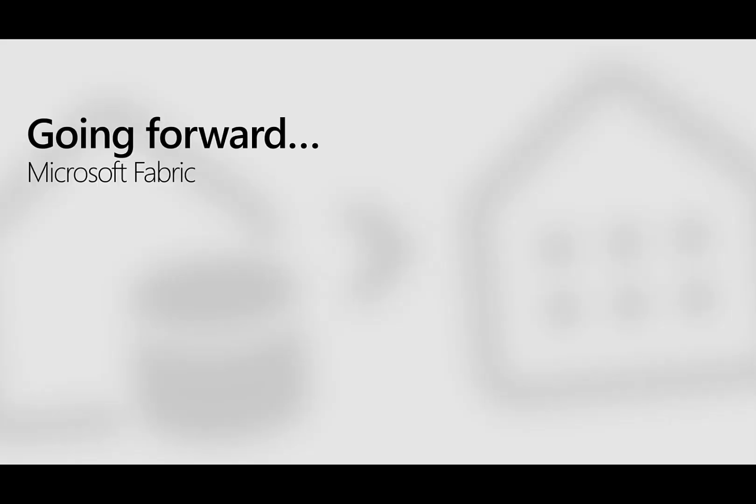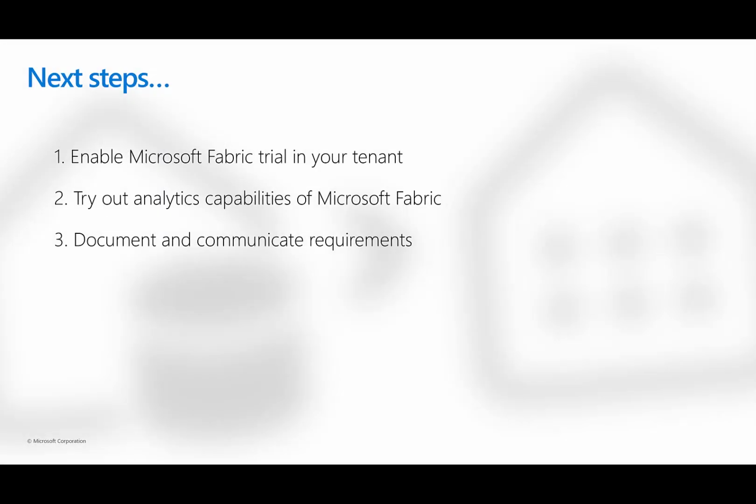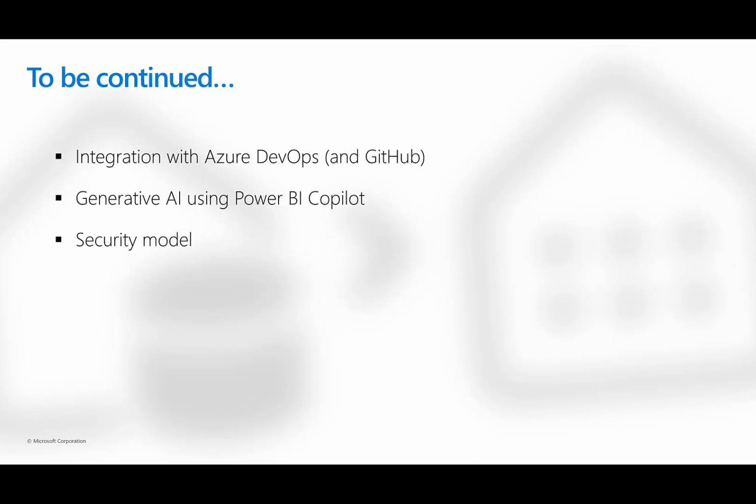Before I go, I want to leave you with a few items. It is highly recommended that you enable the Microsoft Fabric trial in your tenant and try out the new analytics capabilities. You should also document and communicate analytics requirements that you try. Microsoft Fabric is in public preview right now, but integration with Azure DevOps and possibly with GitHub is on the cards. Generative AI capability using Power BI Copilot is something you should look forward to. Finally, the security model called One Security will also be included at the time of release of Microsoft Fabric.